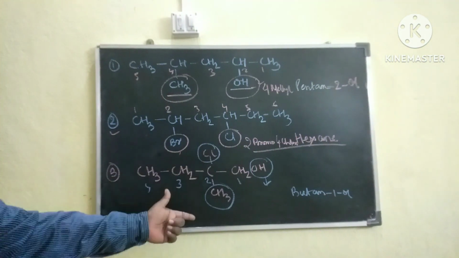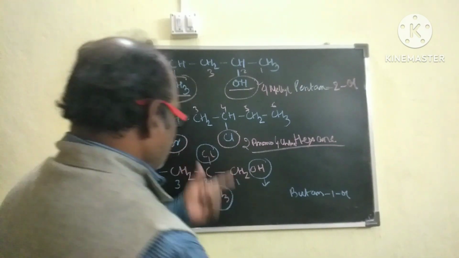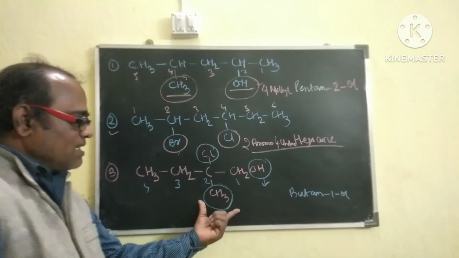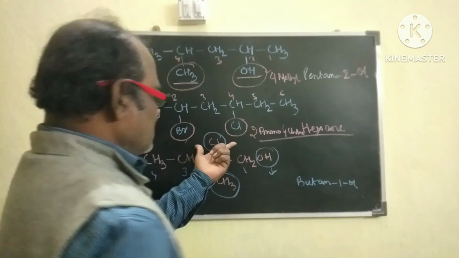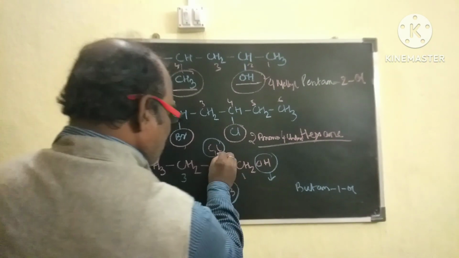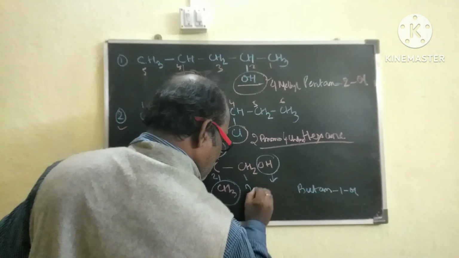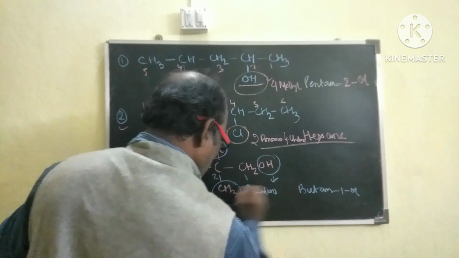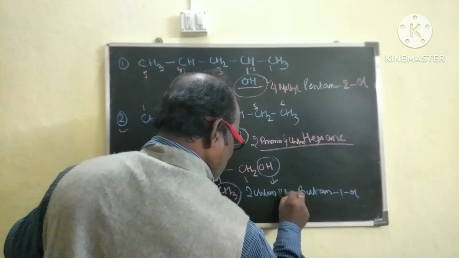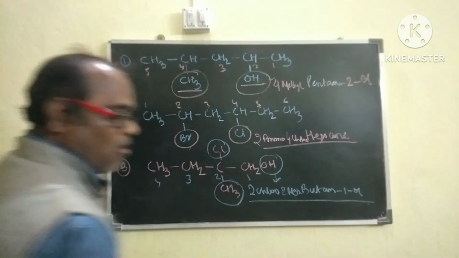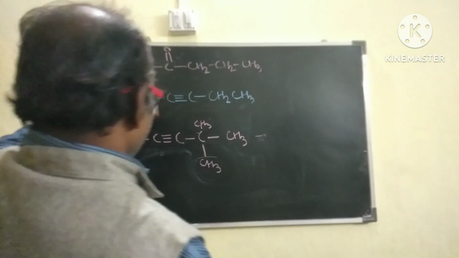Now here we have two prefixes, chlorine and methyl. Methyl starts with M and chlorine starts with C. So we have to write chloro first, that is 2-chloro-2-methylbutan-1-ol.